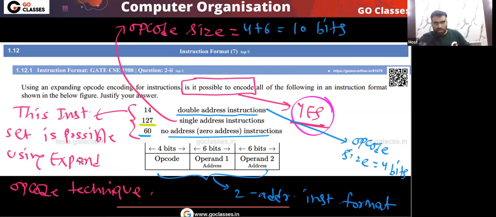Okay. And what about the last one? What will be the opcode size for this last one? That will be 16 bits. Yes or no? Because there is no address, there is no operand in these instructions. So the entire instruction will be opcode. So 16 bits.